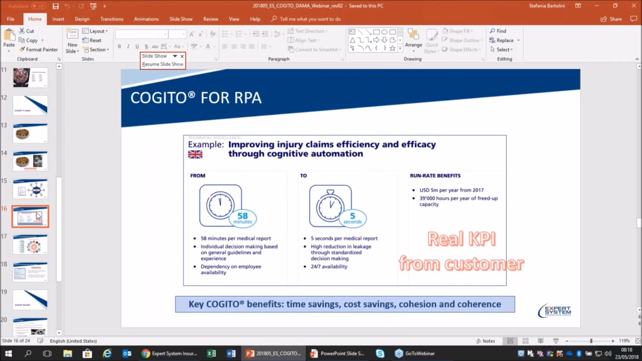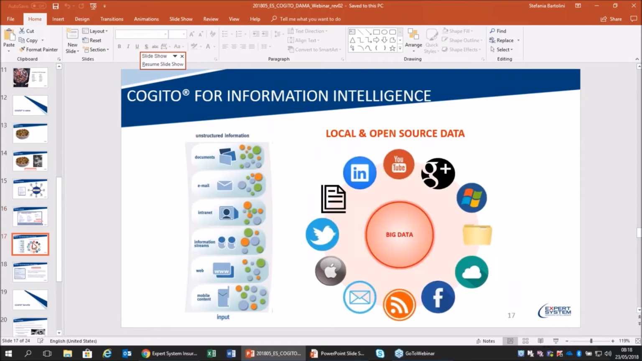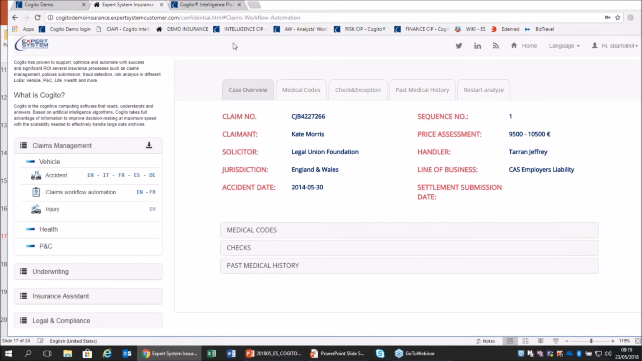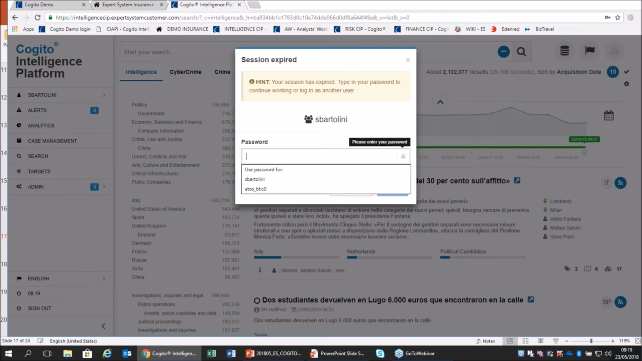And another important question is when we have to analyze lots of documents. Suppose that we need to extract insights from a high volume of unstructured data. This is the case when we look at big data, so we can obtain data from local and open sources. Our solution is also able to analyze a large amount of data, and in particular, I would like to show you this last live demo. It's our solution for an intelligence platform.